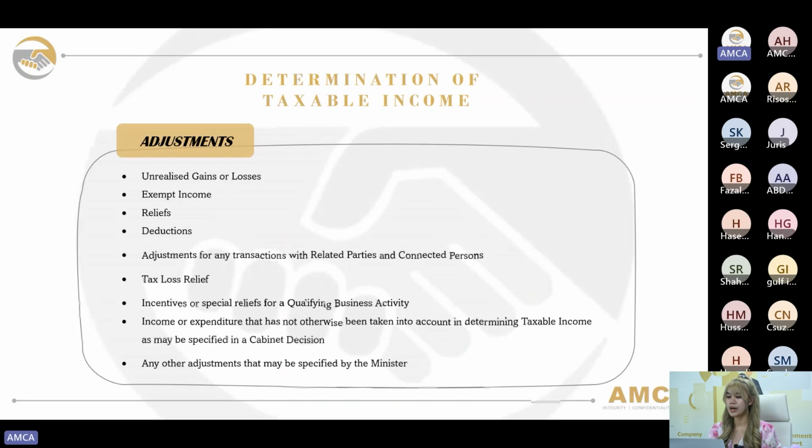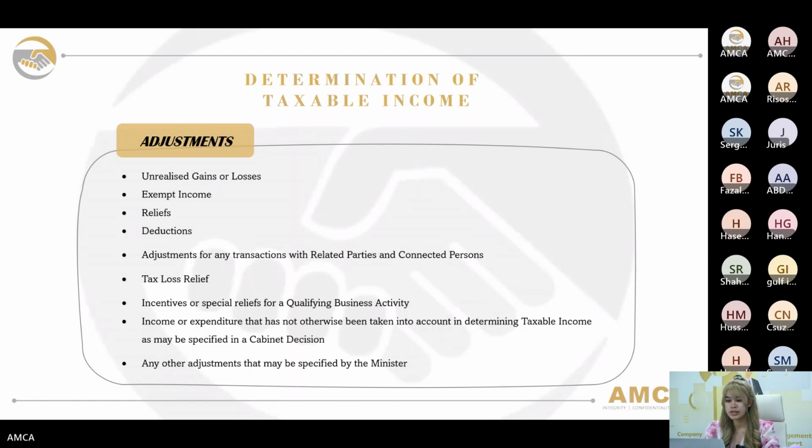As I mentioned a while back, the accounting net profit or loss will serve as the starting point to determine the taxable person's taxable income after certain adjustments are made. As you can see on the presentation, these are the adjustments that have to be made to be able to come up with the final taxable income of the corporation. So unrealized accounting gains and losses reflect changes in the value of an asset or liability before it is sold or settled. These unrealized gains and losses have to be adjusted from the starting point of the taxable income.